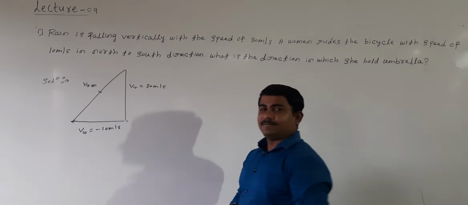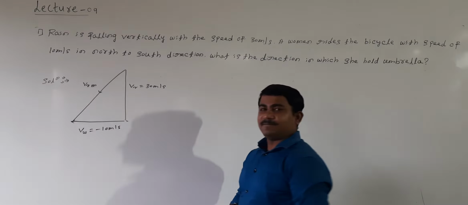Are you following? Then from this, what is tan theta in magnitude? Opposite by adjacent. What is opposite? Opposite is equal to VW. Adjacent is equal to VR. What is VW? VW equals 10. VR equals 30. Then from this, what is tan theta? Tan theta equals 1 by 3, right? This equals 0.333.